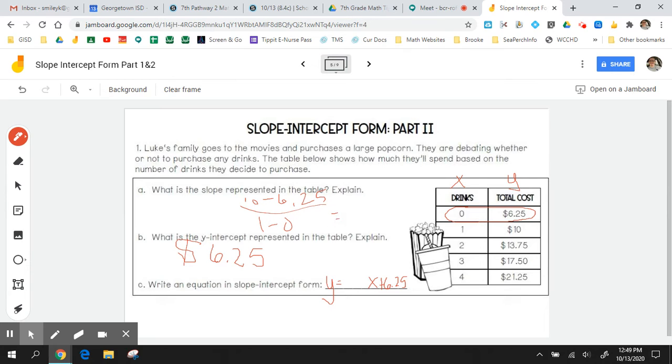So I can put that in my calculator, and I get $3 or 3.75. Okay, so I'm going to write that right here in my equation, 3.75. Okay, go to Desmos, use your calculator.